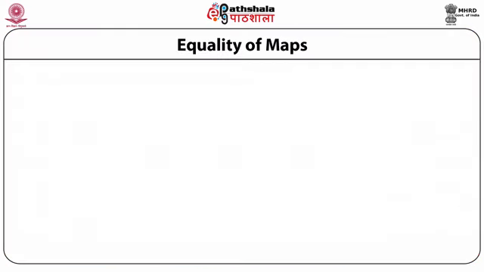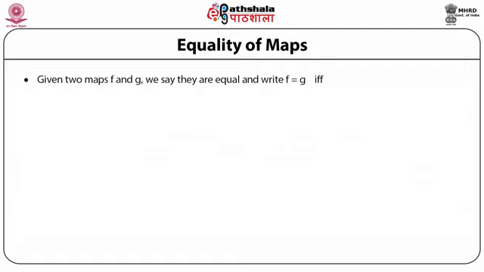Having defined the domain and codomains for mapping from one group to the other group, we will now discuss the equality of maps. Suppose we have two maps, f and g. We say they are equal and we write f is equal to g if and only if domain of f is equal to domain of g and codomain f is equal to codomain g. For all x belonging to the domain f, f of x is equal to g of x.